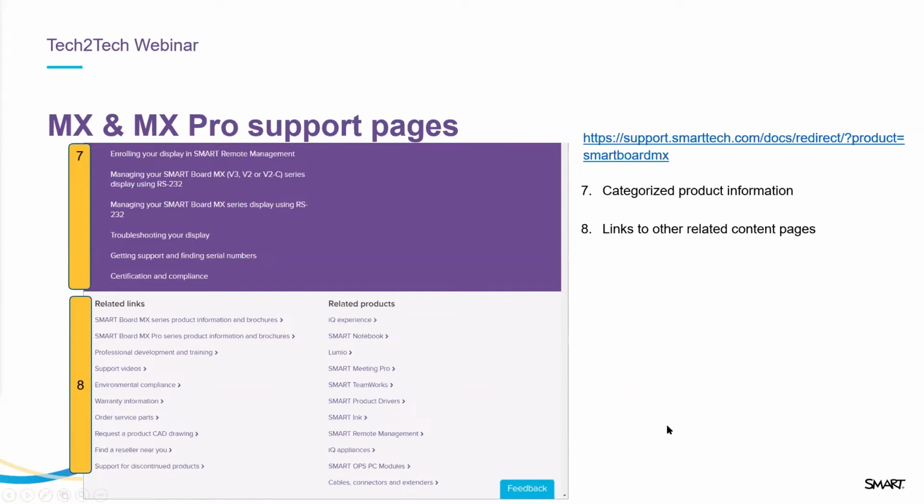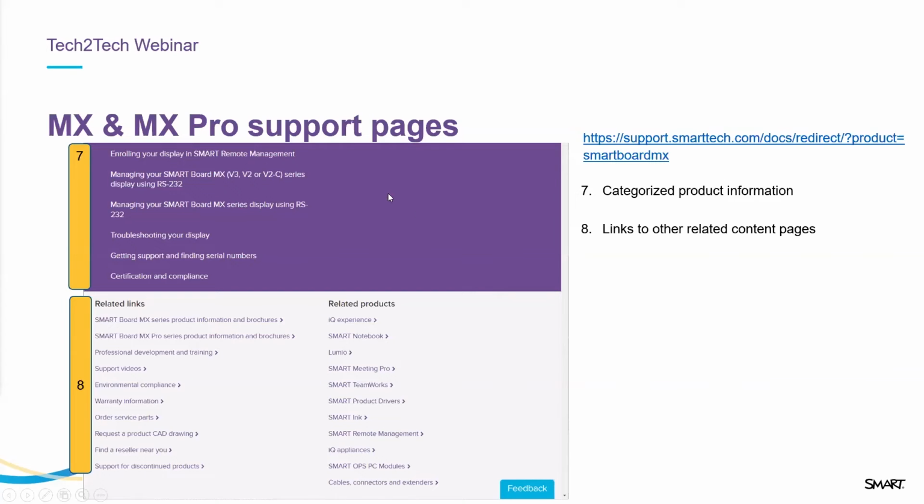And you can also find resellers near you. If you are a technician at a school, your reseller that's near you is going to be your first line of support. And we'll discuss that a little bit later. They can also be helpful in purchasing replacement parts or whatever you need there. And there are links to related products.